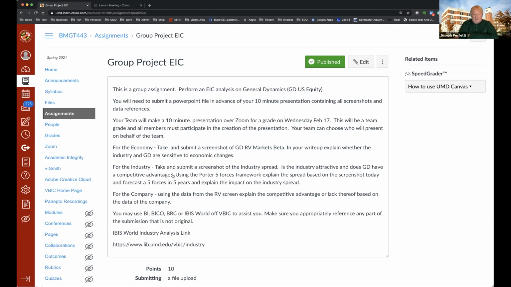It is a team grade. I wouldn't expect the entire team to make that presentation. You can decide who's presenting on behalf of your team, but the whole team needs to prepare the presentation together because it is a team grade and is a team project. So that's what we're going to be doing in class next Wednesday. Any questions about the GD EIC?